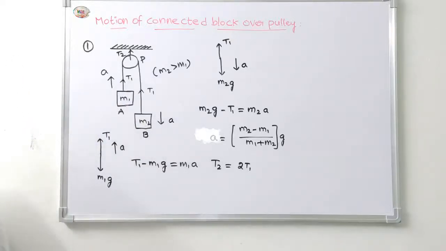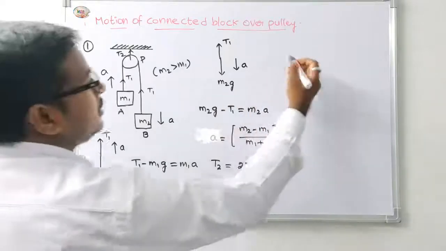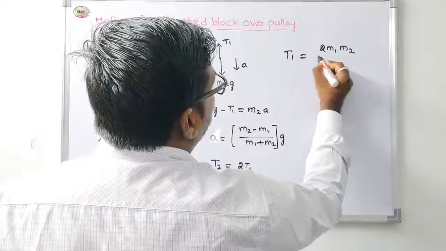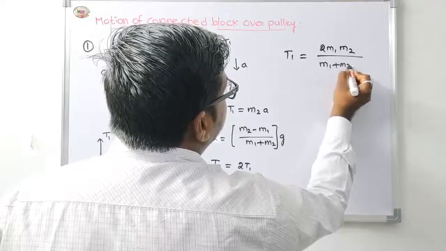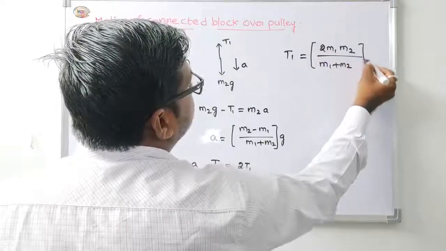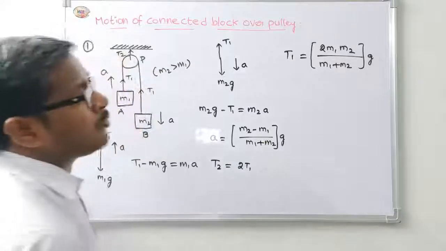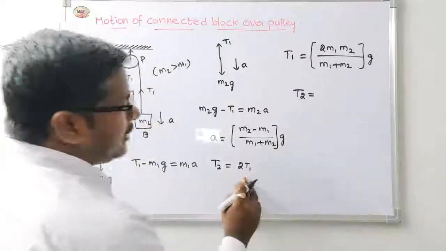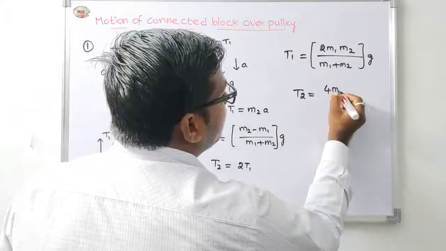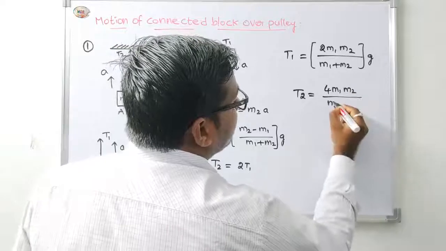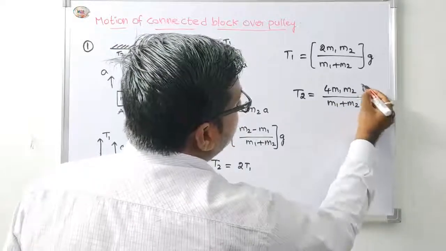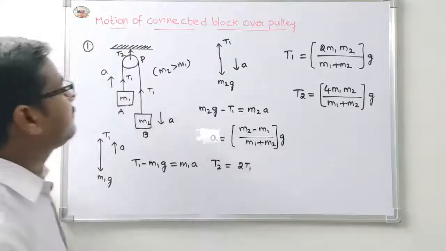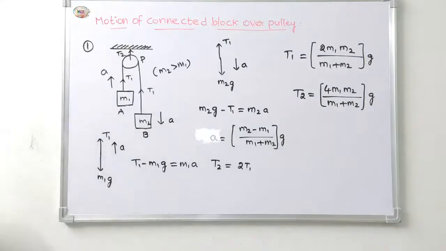Then T1 is equal to 2 M1 M2 by (M1 plus M2) into G. Then T2 is equal to 2 into T1, so 2 times 2 is 4: T2 is equal to 4 M1 M2 by (M1 plus M2) into G. This is the first condition.